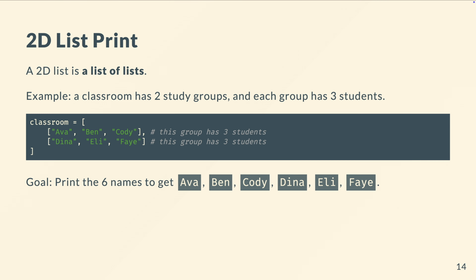Now let's use nested loops with a 2D list. A 2D list is a list of lists. In this example, a classroom has 2 study groups, and each group has 3 student names. Each group is organized as a list of strings. Classroom is a list of lists, and it is called a 2D list. Goal: print all 6 names in order. Group 1 first, and then Group 2.